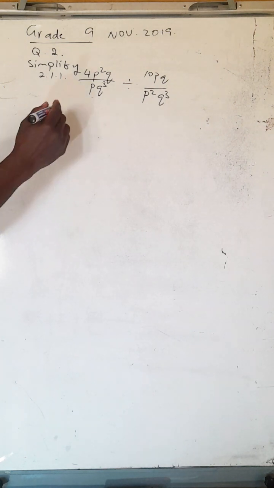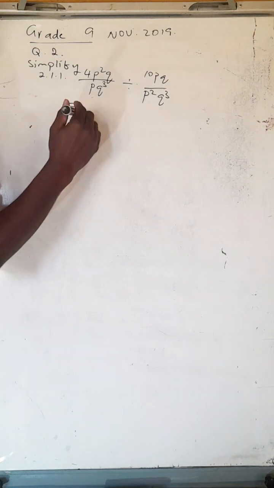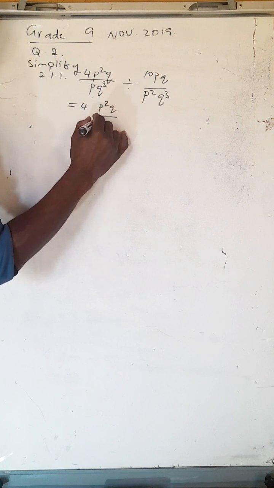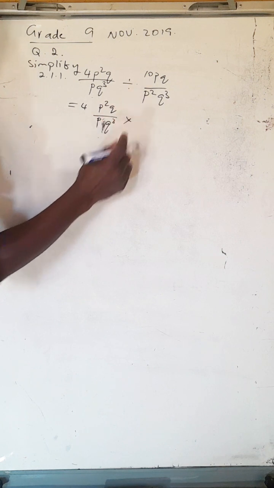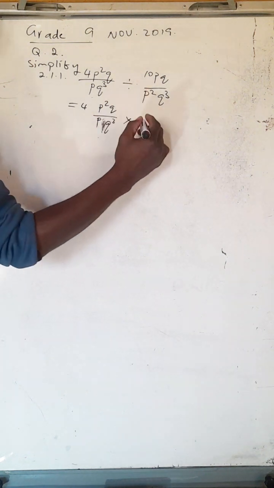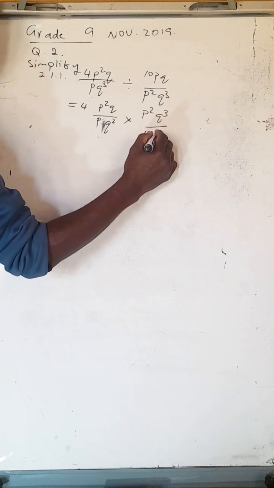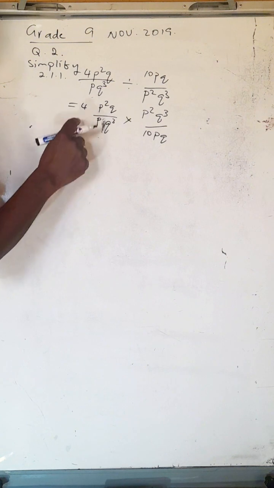Okay, the first thing to do here is to convert this division sign. So you'll have 4p squared q divided by p q to the power 3. Change it to a multiplication sign. This becomes p squared q to the power 3 divided by 10p to the power q. So these two numbers, they swap. What was the denominator becomes the numerator, what was a numerator becomes the denominator. Don't change the signs.